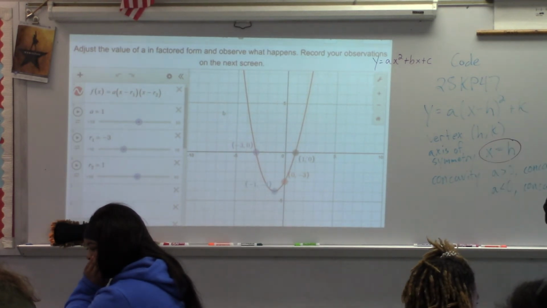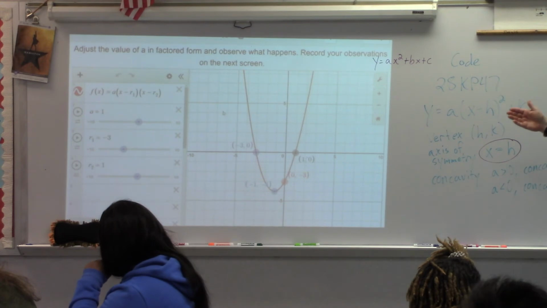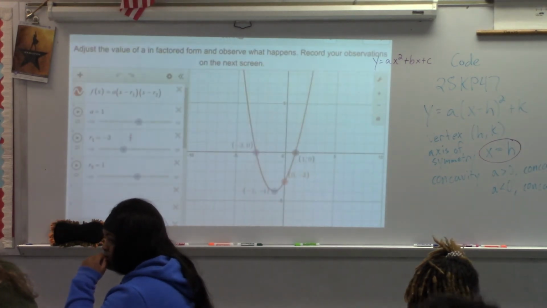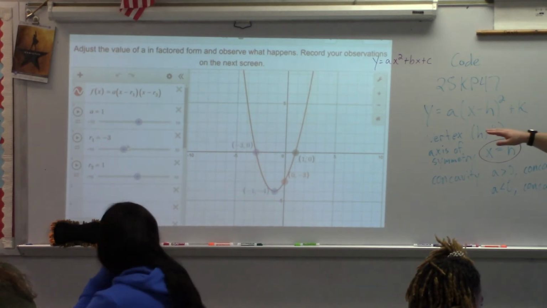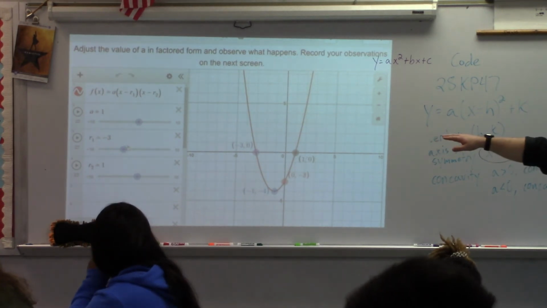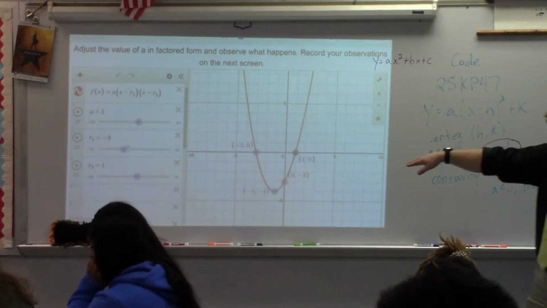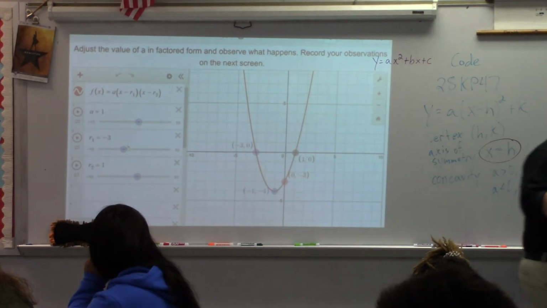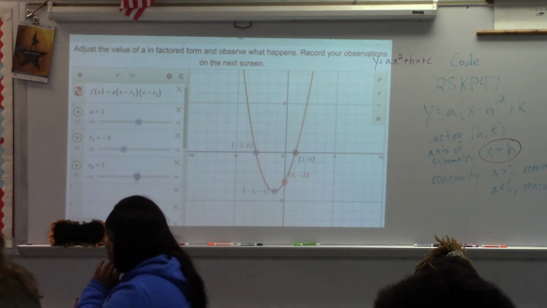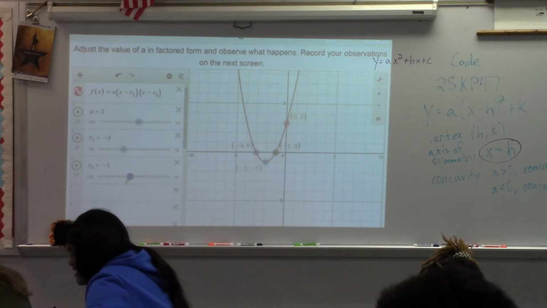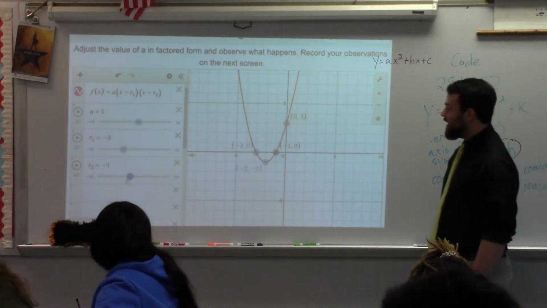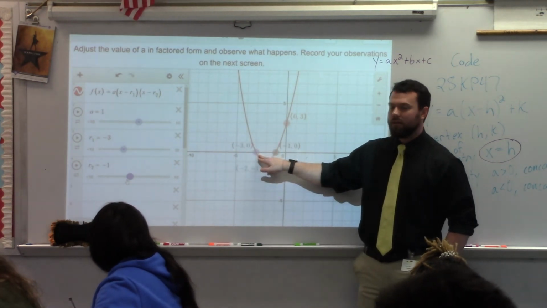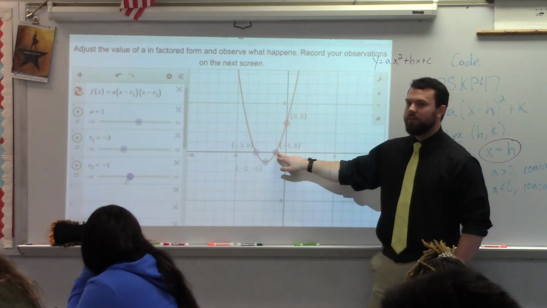What features are we seeing here in factored form? Well, we still see concavity, right? And x-intercepts. So a lot of us started to notice, I want you to look here. R1 right now is -3, and R2 is 1. I noticed some people are talking about the red and the purple dot being the same as R1. Okay, so let's change things a little bit. Notice the -3 is this purple dot, and the R2 is this black dot.